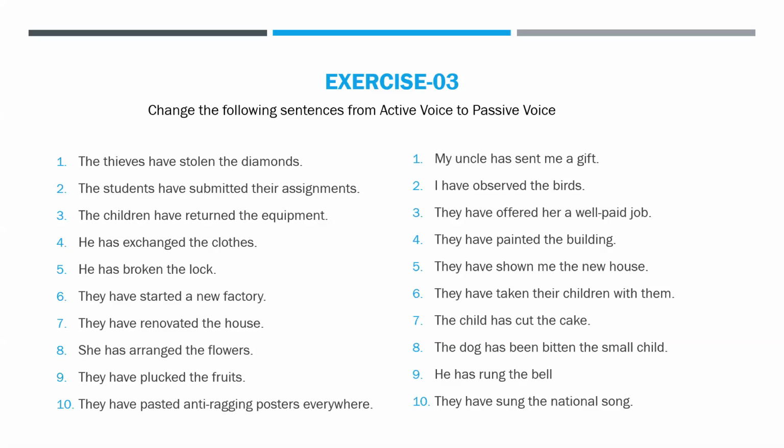So here, which is your subject? They. Have pasted is your verb, and anti-ragging posters is your object. Okay. My uncle has sent me a gift. Again, you have two objects, me and gift. So you can start it either with I or a gift. Okay, so better to start with the indirect object. I have been sent a gift by my uncle. All right. I have observed the birds.